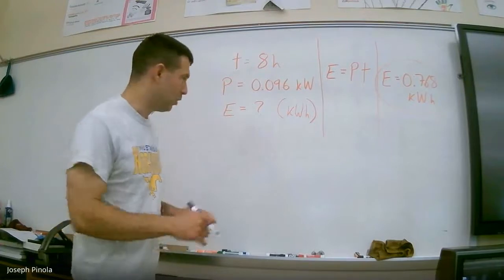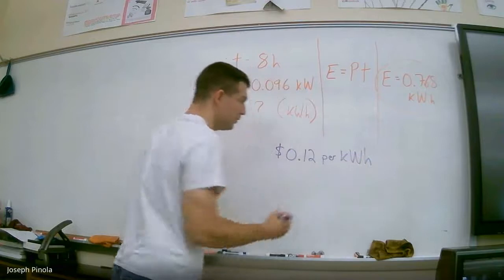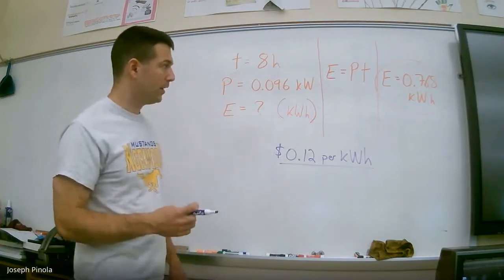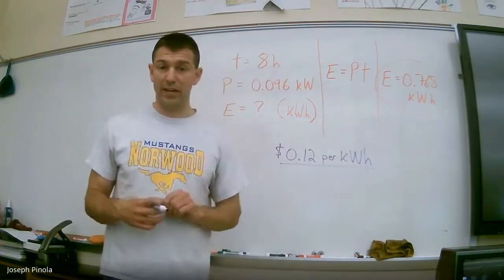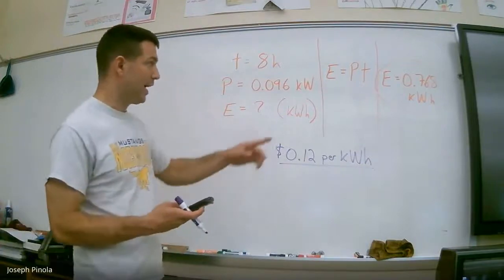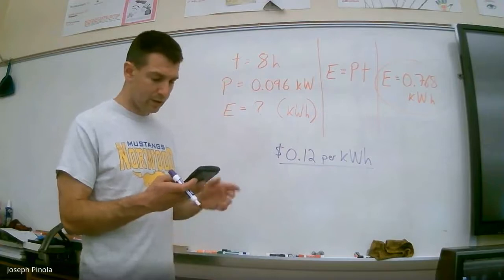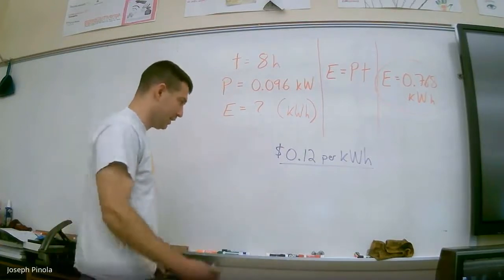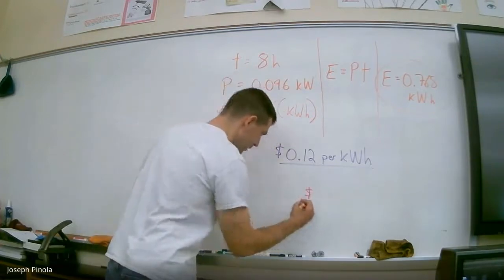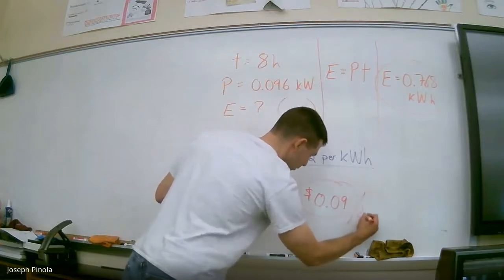Remember how we said that the electric company will charge us 12 cents per kilowatt hour of energy that we use? Well, that's a relatively standard rate these days for electrical energy charges. So if I use 0.768 kilowatt hours in one day, how much would I have to pay for that? Well, it's 12 cents per kilowatt hour. So I would take that electrical energy that I used, 0.768, and multiply by 12 cents. That gives me a cost for this particular TV, if I was to watch it for 8 hours each day, of $0.09 or 9 cents per day.